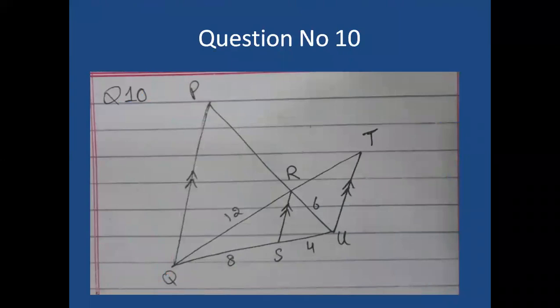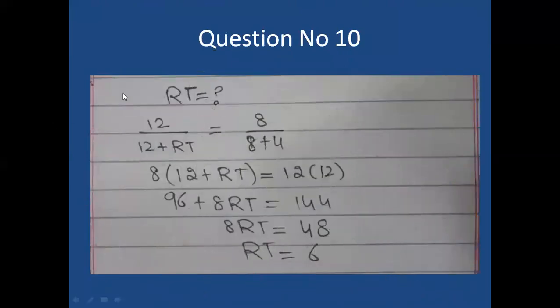Okay, so now RT, so you will have 12 divided by 12 plus RT equals 8 divided by 8 plus 4. So cross multiply. So 8 bracket 12 plus RT bracket close equals 12 into 12. So 96 plus 8 RT equals 144. So 8 RT will be 144 minus 96, and that will be 48. So RT will be 48 divided by 8, and that will be 6. So the RT value will be 6.